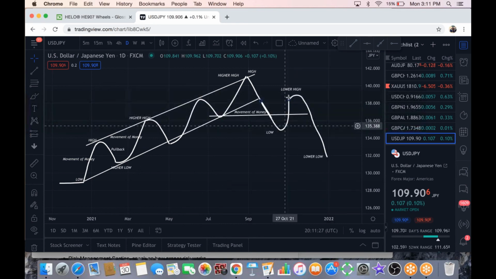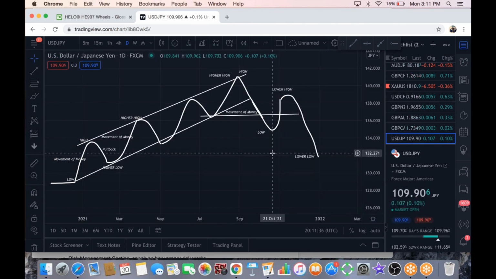That is still a pullback. This doesn't change. It's just a different way of seeing it now. And this is how the trend begins to switch. So when you see this, this is your high, this is your low, that's your lower high, that's your lower low. All right? And this is still your pullback because it's pulling back of this movement of money, or of this excitable move.